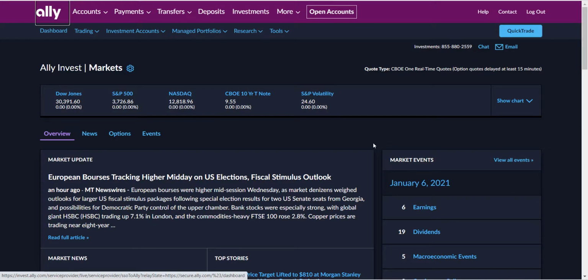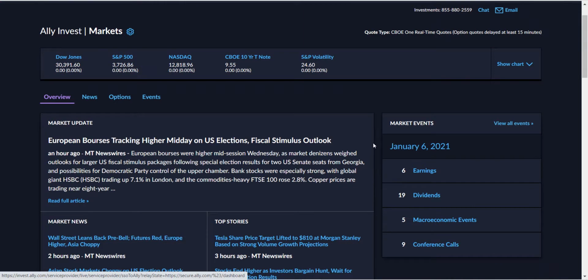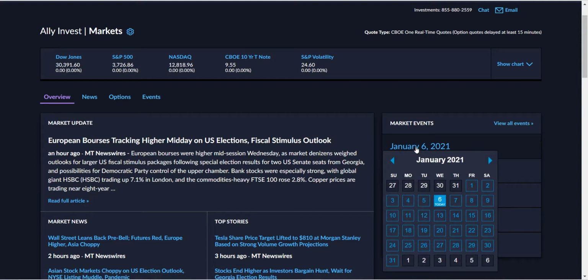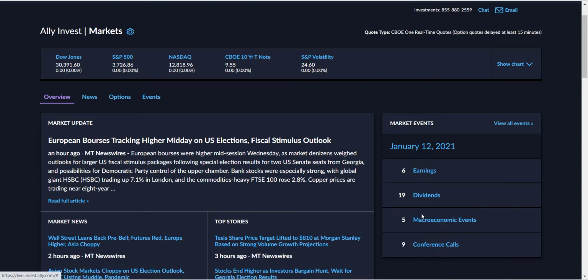Now, I am a dividend investor. I like to look for stocks that got dividends. I mean, I want the best of both worlds. So, based upon again January the 6th, and this date can be changed as well. So say I want to look into something maybe January the 12th. I click on January the 12th, and as you see, the numbers here change to reflect what's going to be happening with different stocks based upon that date.